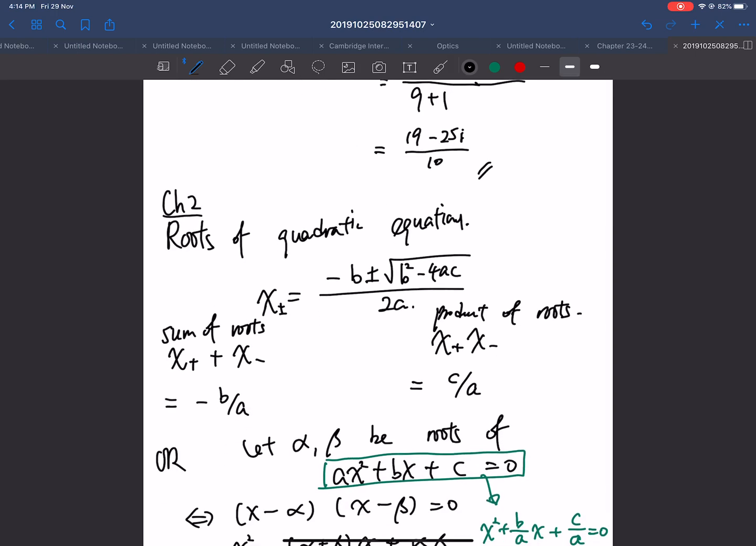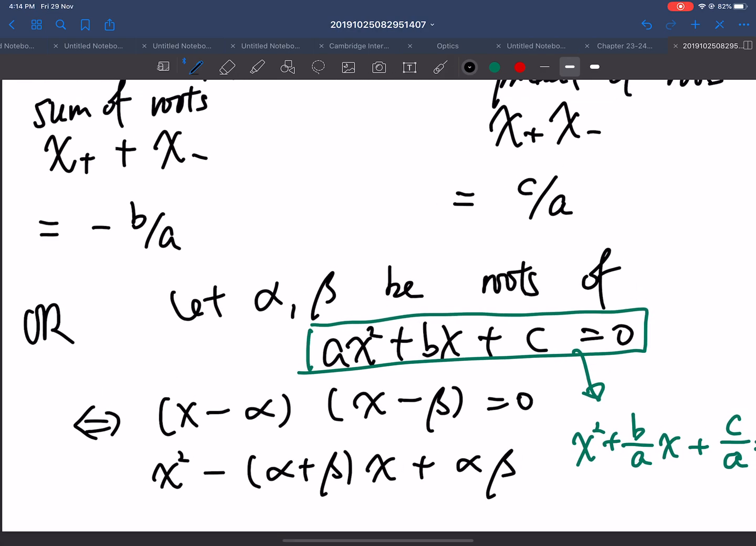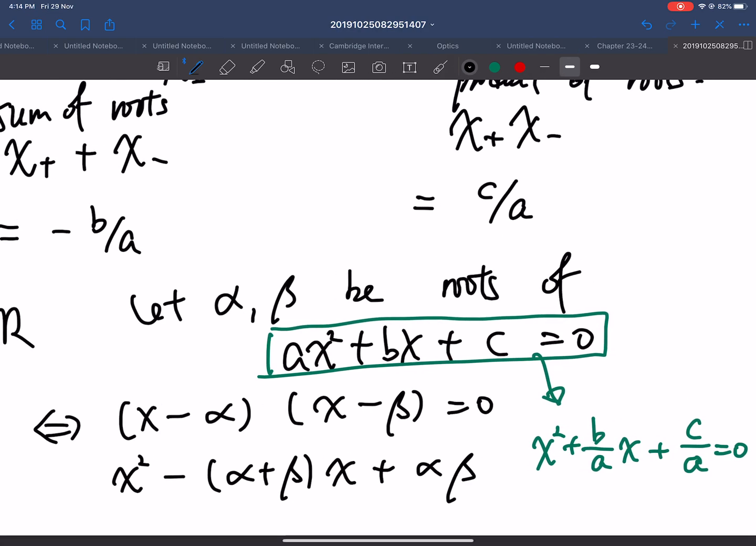Then go back. This is one of the ways to do it, but let's do it in an easier way. Let alpha and beta be the roots of the quadratic formula, this one. If alpha is a root, that means you can rewrite the formula like this. x minus alpha and x minus beta are the factors of the quadratic function. Do you understand this one?